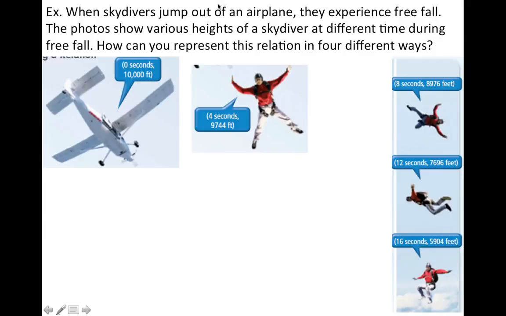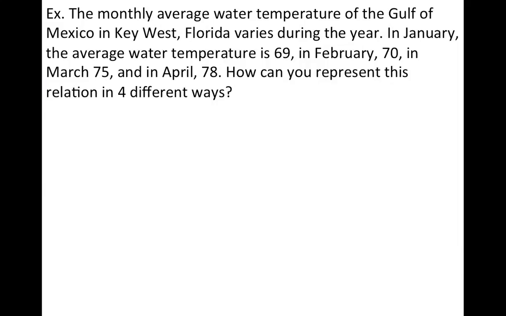Again, when you're doing your table and your mapping diagram, don't forget to put them in least to greatest order. The same thing goes for this example. The monthly average water temperature of the Gulf of Mexico at Key West, Florida, varies during the year. In January, the average water temperature is 69. In February, 70. In March, 75. And in April, 78. How can you represent this relation in 4 different ways?